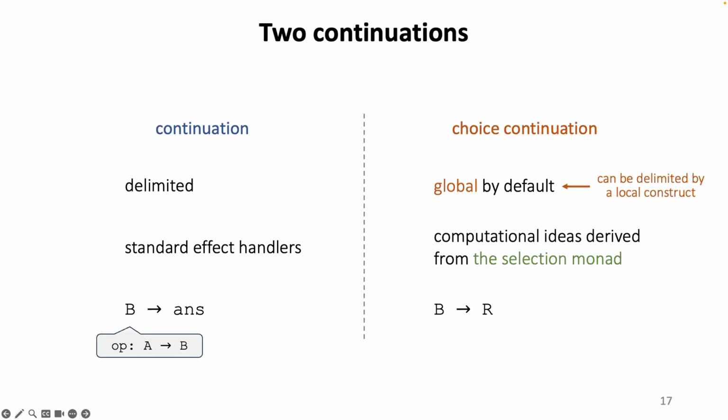And we can also look at the types of these continuations, and we can observe similarities and differences. So if the operation is an operation that goes from A to B, then the continuation would have type B to the type of the program, which is the type of the whole handler program. While for the choice continuation, it would always go from B to a real number, because the choice continuation is supposed to tell us what loss is associated with each choice of the operation result.